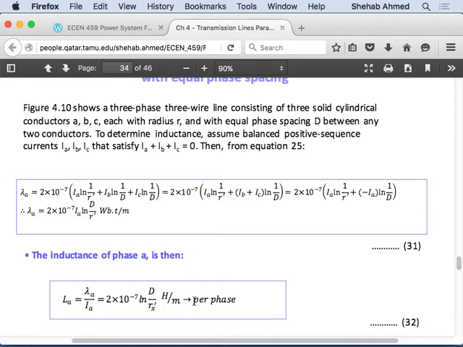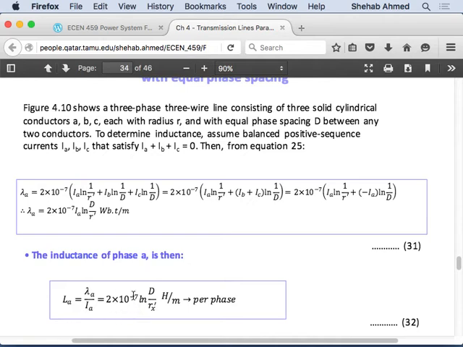Here, what is LB and LC for this configuration where D is the same? LB will equal LA will equal LC. They will all be the same because the D's are the same. If the distances are the same, then I can simplify and they will all look the same. LA will equal LB equal to LC.